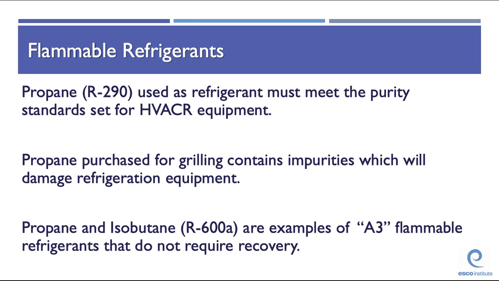Propane and isobutane, R600A, are examples of A3 flammable refrigerants that do not require recovery. When you see flammable refrigerants, R290 and R600A, they have a classification of A3, which means they're extremely flammable. You will not recover these from equipment. If any flammable refrigerant is recovered, a grounded, explosion-proof recovery machine must be used.